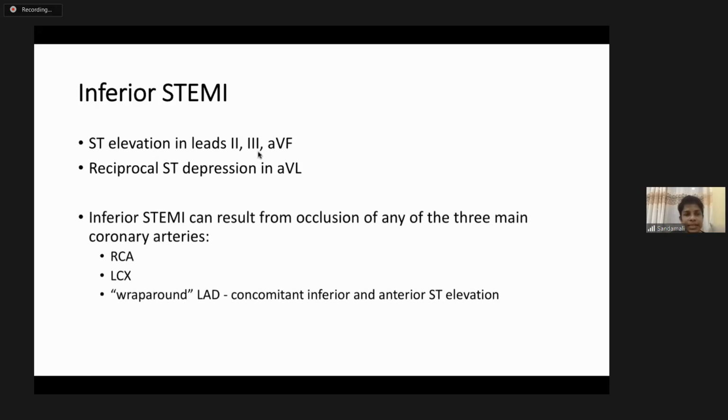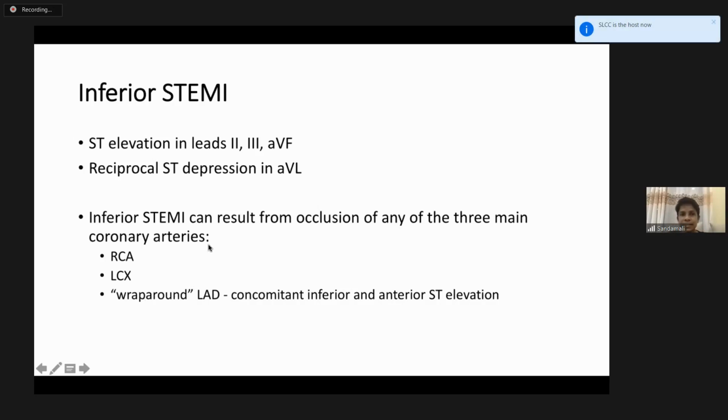And usually you get a reciprocal ST depression in AVL. And inferior STEMI can occur due to occlusion of all three arteries, that is, occlusion of RCA or left circumflex, or from LAD if it is a wraparound LAD.